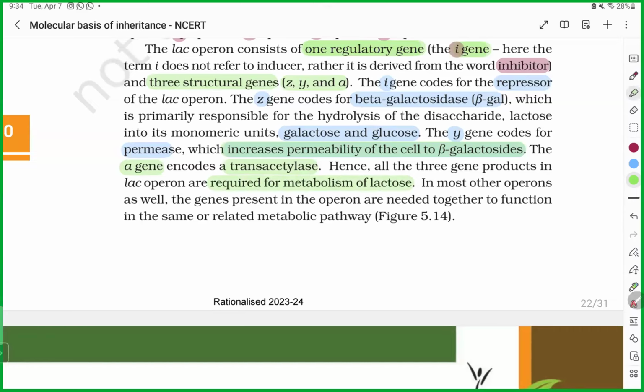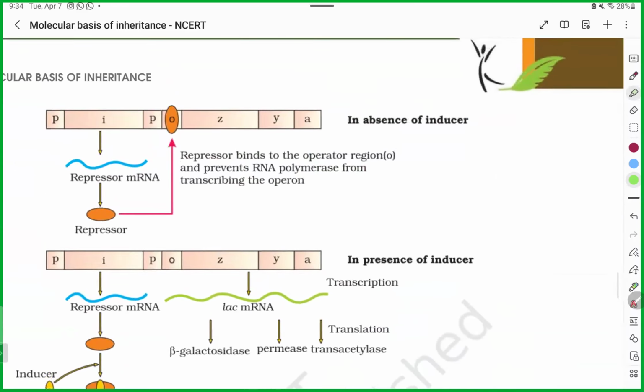In other operons also, genes are present. Why? Because they are related with some metabolic activity. Look at the diagram: the I gene, the regulatory gene. This I gene will form repressor mRNA, then repressor protein. This repressor protein will bind to the operator region of the operon.